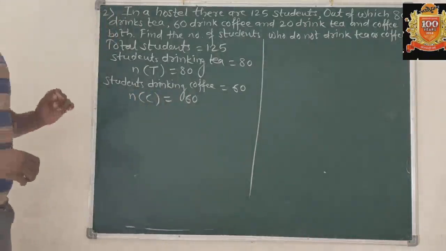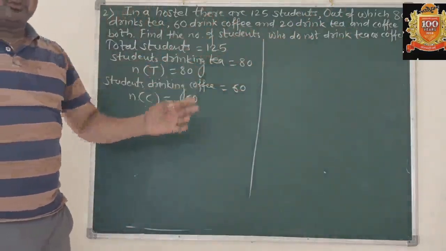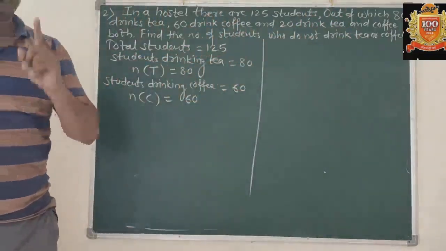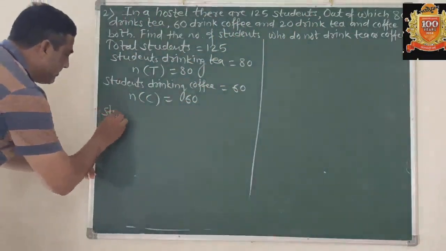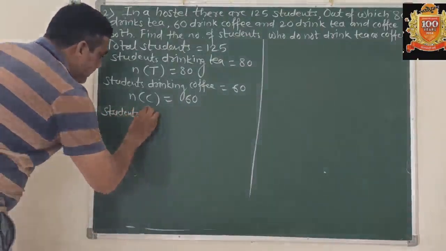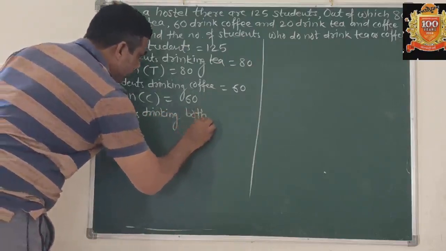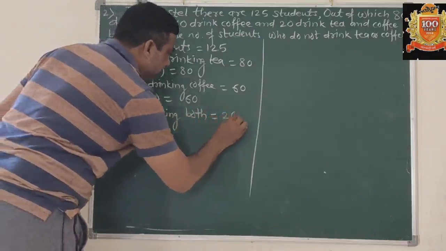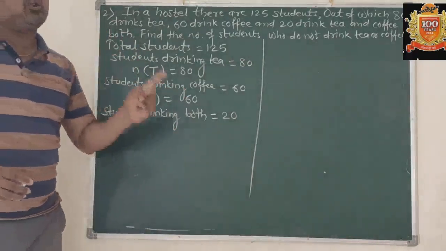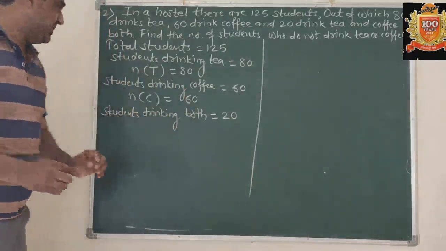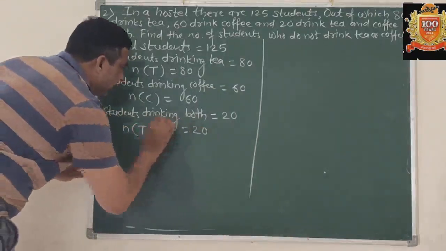Okay. Now here 20 drink tea and coffee both. 20 students drink both. So what is both? That is common. And common is what? Intersection. So here 20 students drinking both tea and coffee, that is 20. So whatever is common or both, that means intersection. Keep this fact in your mind. Common or both means what? Intersection. So here number of elements in T intersection C, that is equal to 20.